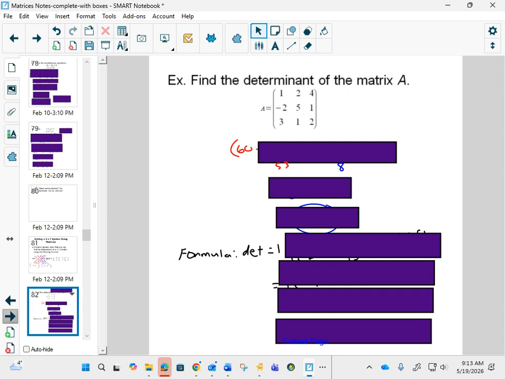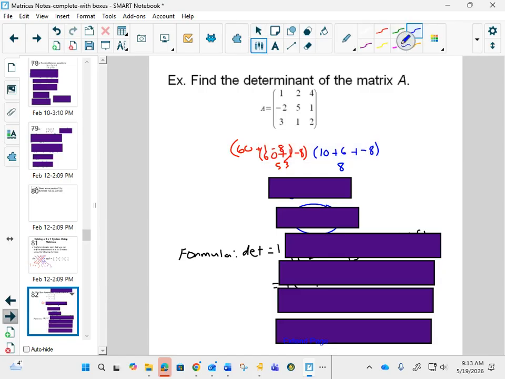So we're going to find the determinant of this matrix. Again, if I rewrote one, well, I'll do it in black: 1, 2, -2 and 5, 3 and 1. This first blue arrow, 1 times 5 times 2, that gives me the 10. Second blue arrow, 2 times 1 times 3, that gives me 6. And this third diagonal, 4 times -2 times 1 gives me the -8. Adding those up gets me 8.